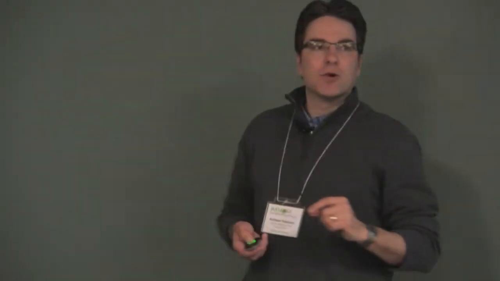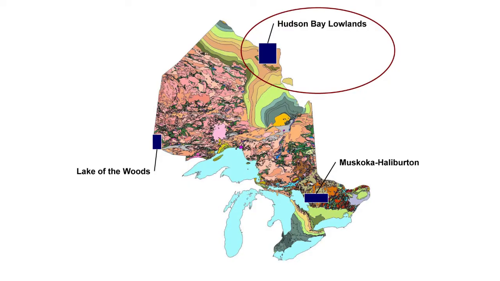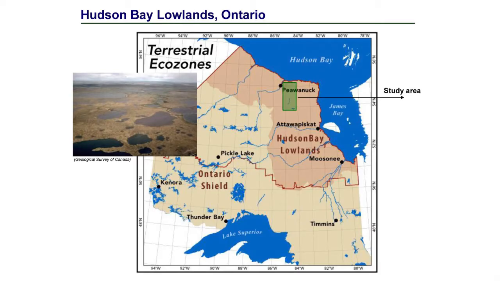So let's take that information that we've learned from Lake of the Woods and make a quick stop north. This is a very, very different landscape now. We're in the Hudson Bay lowlands. We're off the shield. These are alkaline waters, higher pH waters. This is an area that includes Polar Bear Provincial Park. Here's Pewanik here. We're just east of Pewanik.